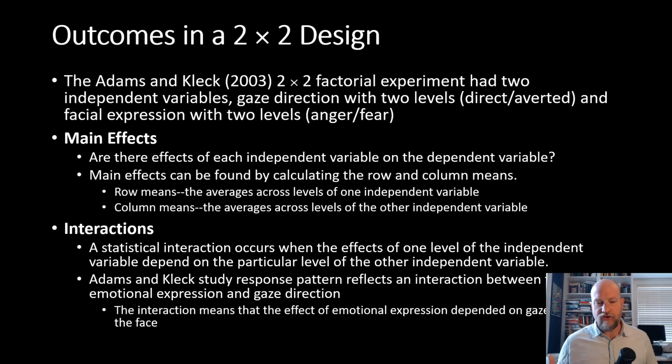So how do we interpret outcomes in a 2x2 design like Adams and Kleck? This is a multifactorial 2x2 design, and they have, as I said, the 2 independent variables, which we've already covered. There are two basic ways in a multifactorial design that we can examine the hypothesized causal effect of the independent variable manipulation on the dependent variable, and those are called main effects and interactions, and we've already touched on this a little bit.